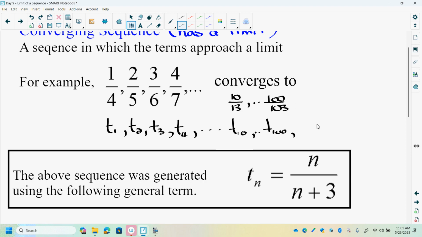And what about term 1000? This is a legitimate way to try and solve whether or not the sequence converges or diverges. This would become 1000 over 1003. Anyone notice what it's converging on yet? It's converging on 1. Exactly.